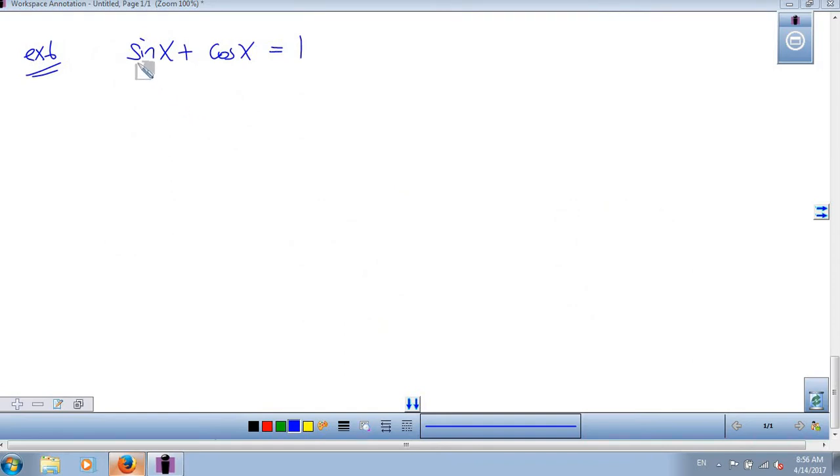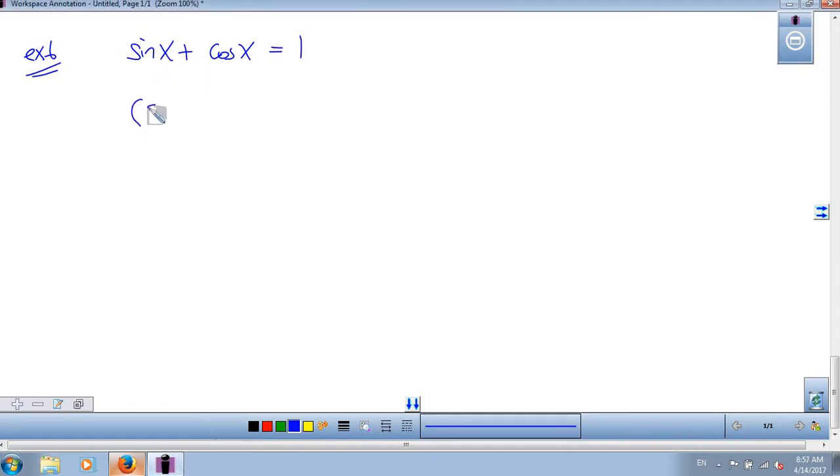Alright, let's take a look at another example. Not a special case, but a different kind of equation here: sine x plus cosine x equal to 1. Right now, it doesn't seem that we can do much to change sine and cosine. Well, there's a way to write cosine as plus or minus square root of 1 minus sine squared x, but that will introduce a radical, so we don't want to do that.